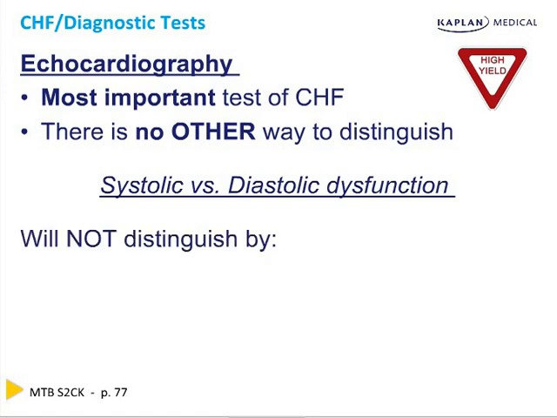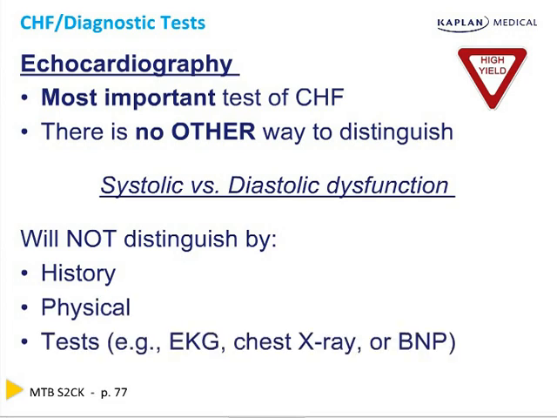It will not distinguish by history or physical or the other tests like an EKG or even a BNP, brain natriuretic peptide. That's atrial natriuretic peptide. It's a very difficult word. BNP is a test that you do in acute settings when you're not certain about the diagnosis. The BNP is up in CHF, but more important than that, when it's normal, it excludes CHF as the cause of someone's shortness of breath.